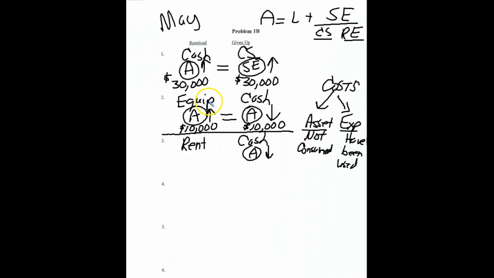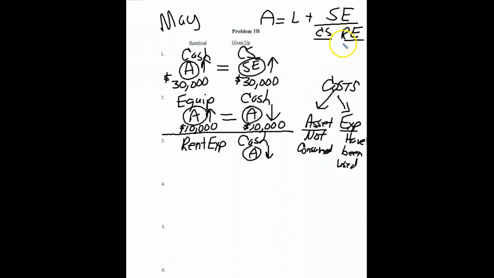With the equipment back in number 2, we haven't fully used the equipment, so it was an asset. But the rent here in May, we paid cash for rent for the month of May. So that cost has been used, right? We used the office facilities for the whole month of May. So that is going to be an expense.